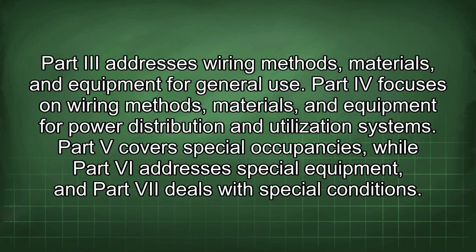Part III addresses wiring methods, materials, and equipment for general use. Part IV focuses on wiring methods, materials, and equipment for power distribution and utilization systems. Part V covers special occupancies, while Part VI addresses special equipment, and Part VII deals with special conditions.